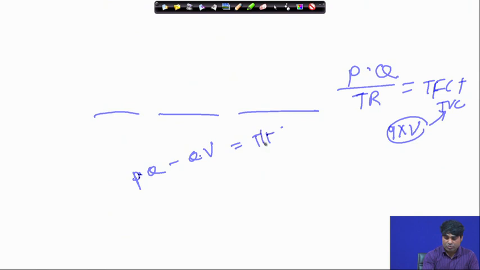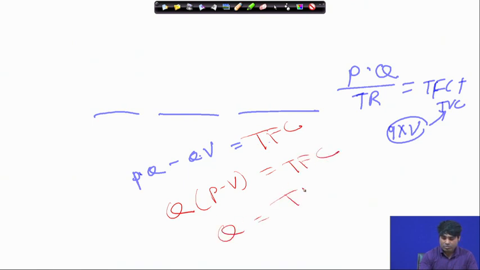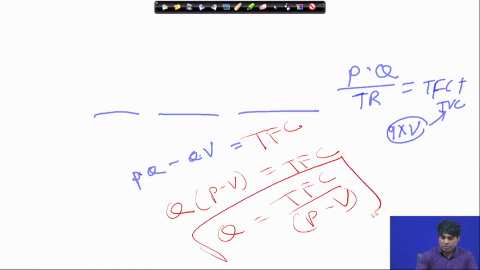If you simplify, it gives you the structure like this. This is TFC. Then if you take Q common, this is P minus V, and that equals TFC. Finally, Q equals TFC divided by P minus V. This is called the break-even quantity.